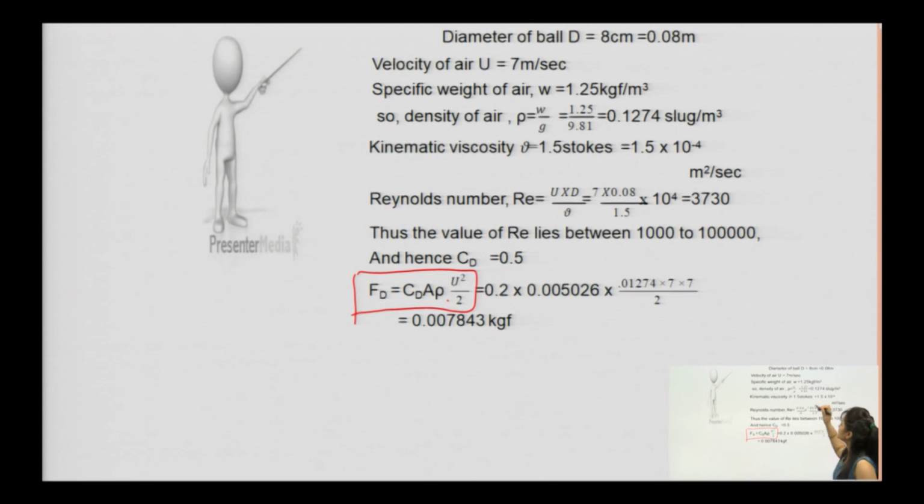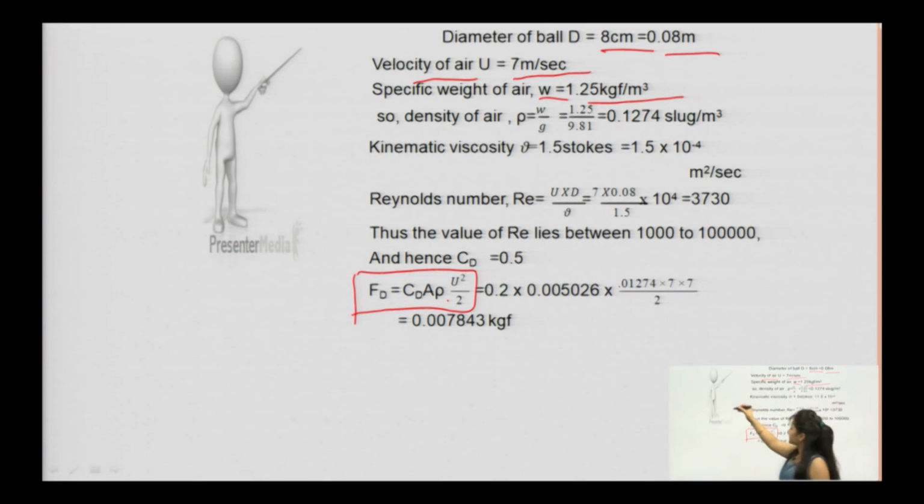There you can see you have diameter of 8 centimeter converted into meters, then velocity of air, because the ball was spinning in air. So, velocity of air is given to you as 7 meters per second, already in the standard unit. Specific weight of air is given as 1.25 kgf per meter cube. Again you are blessed with density of air with the help of specific weight.